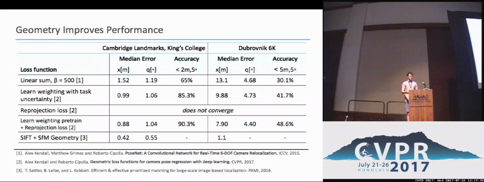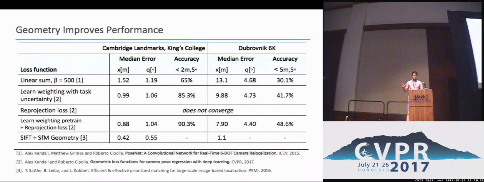So when we start to look at the results, at the top where it says linear sum, that's the results from the original PoseNet work. And you can see that on small urban scenes, we're able to get the error down to a few meters and a few degrees. On Dubrovnik, which is the larger small city data set, the errors are over 10 meters and about 5 degrees. Now, I won't run through all these results, but jumping down to the most recent work using this reprojection error as a loss function, we can now pull the results down to, with the median across the test set, under a meter relocalization error and about a degree. And this corresponds to 90% of the query data being localized in under 2 meters and 5 degrees error.